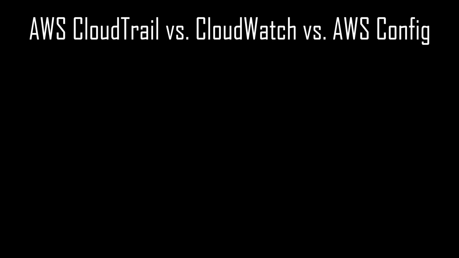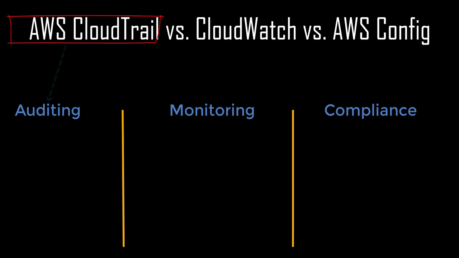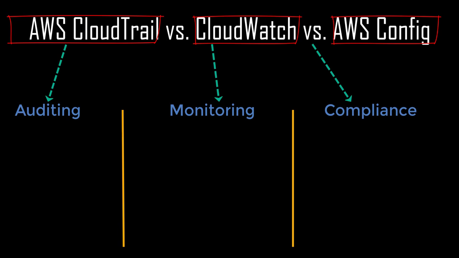If you understand the difference between auditing, monitoring, and compliance, you're halfway through because this is what these three services accomplish. CloudTrail is our audit service. CloudWatch is monitoring. AWS Config is ensuring the compliance in your organization.